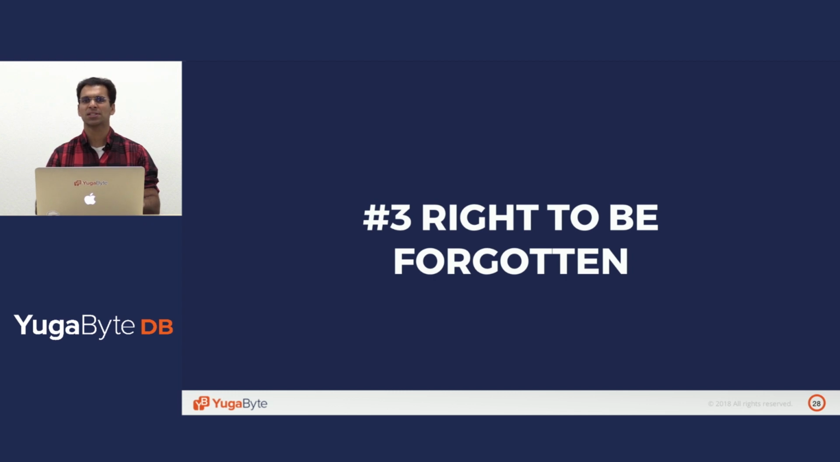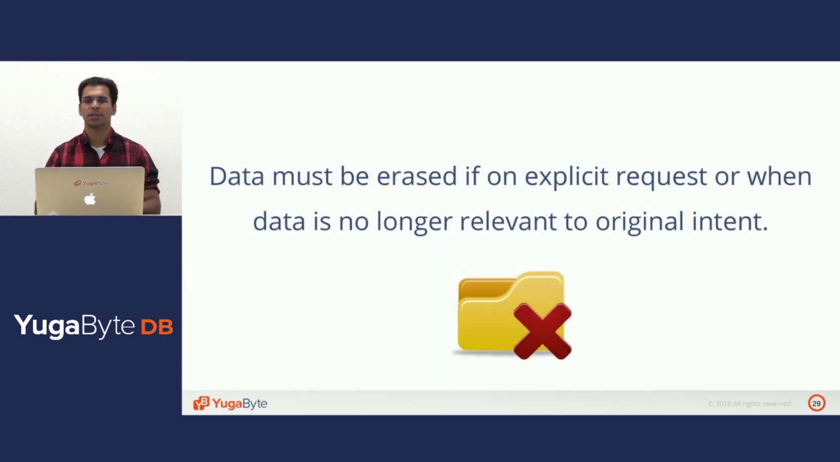Okay, let's talk about the next requirement, which is the right to be forgotten. What does this mean? It's pretty simple in the ask, in spirit. It says, if a user deletes their data or requests their data to be deleted, you actually need to purge it. If you had been collecting data for a specific intent and your intent changes, you need to delete their data because you're no longer using it for the originally stated intent. So it's basically all around erasing the data and you having no access to that data anymore.